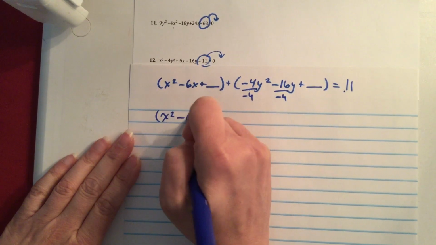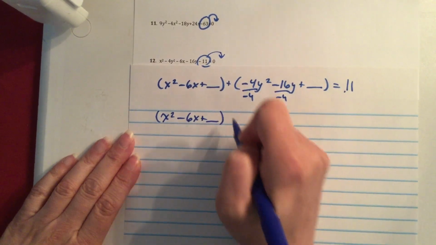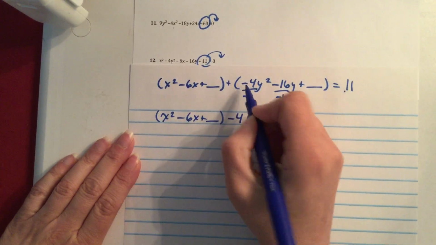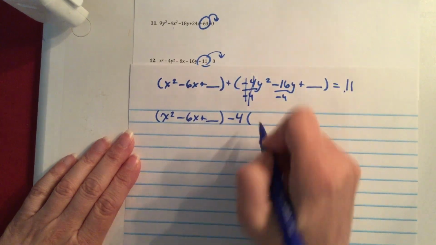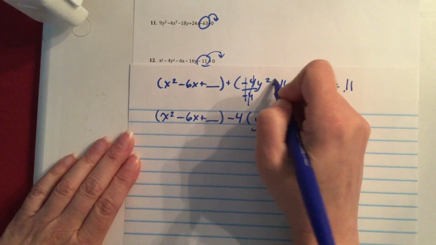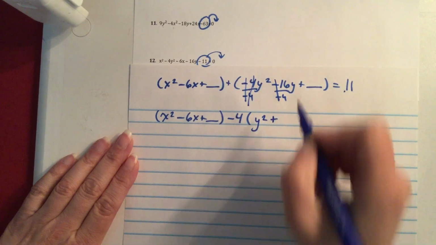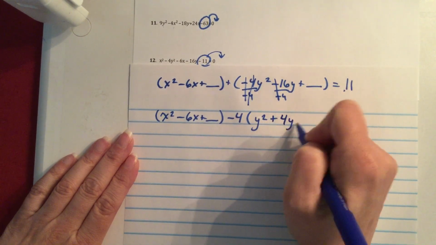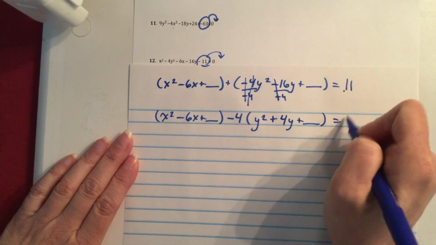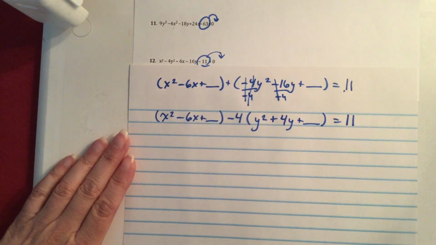So x squared minus 6x plus, we don't know yet. Take out the -4. Negative cancels negative, 4 cancels a 4, so I have y squared. Negative divided by a negative is a positive. 16 divided by 4 is 4. Y equals, this side is 11.